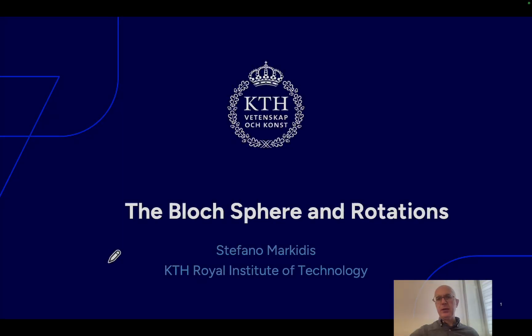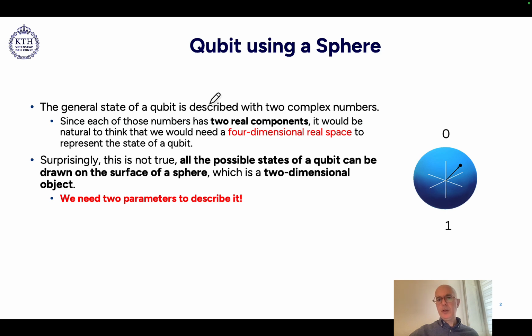Hi, welcome back. In this lecture, I want to talk about the Bloch sphere and rotation in the Bloch sphere. We will see how quantum gates can be expressed as rotation in this graphical representation of a basic quantum state, which is the qubit. So the general state of a qubit is described with two complex numbers.